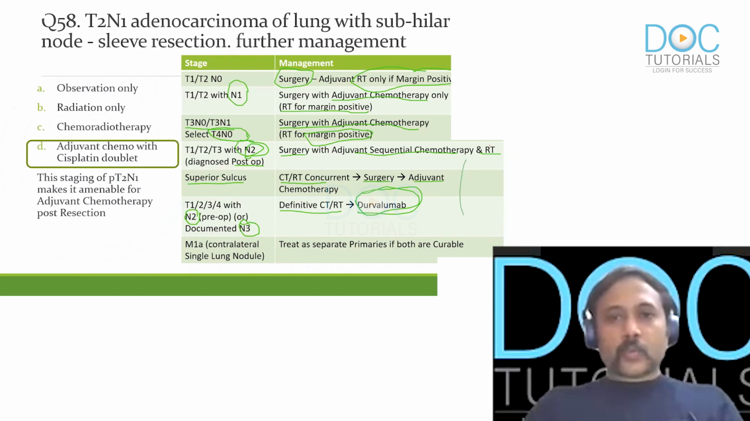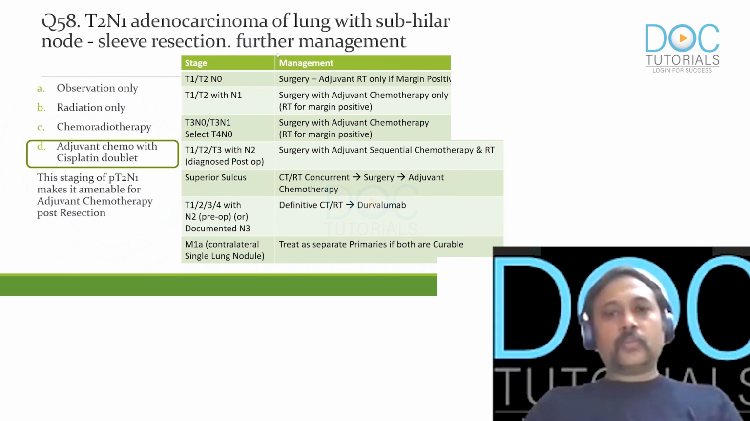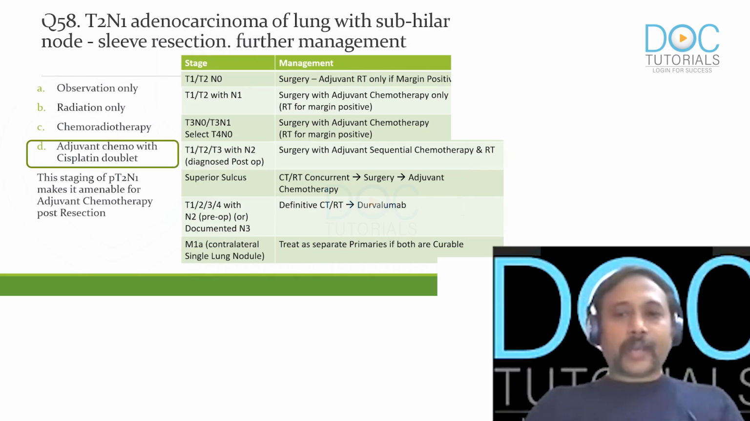So in essence, what you have to remember, my friends, is when you have N0 disease, T1 or T2, in such cases you will not go for any adjuvant therapy at all. T1, T2, N0 is going to be only surgery. On the other hand, N1 disease is an indication for adjuvant chemotherapy only. N2 disease, which is detected after surgery, you will go for sequential chemotherapy and radiation. When you have N2 and N3 disease detected preoperatively, then you will go for definitive chemoradiation followed by durvalumab.